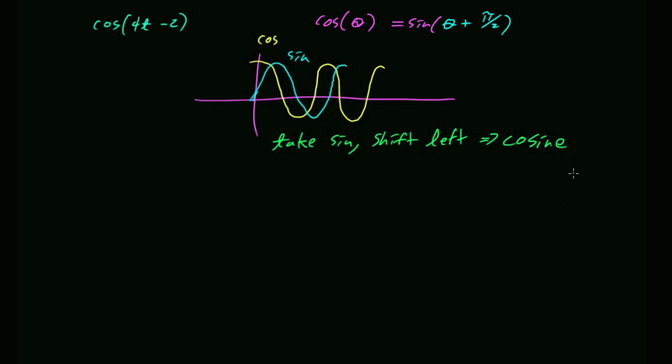So, getting back to this expression, if I wanted to take this cosine and express it as a sine, I would say that is equal to sine of, so now it's just plug and chug. It's whatever this stuff is plus pi over 2. So that's going to be equal to sine of 4t minus 2 plus pi over 2.